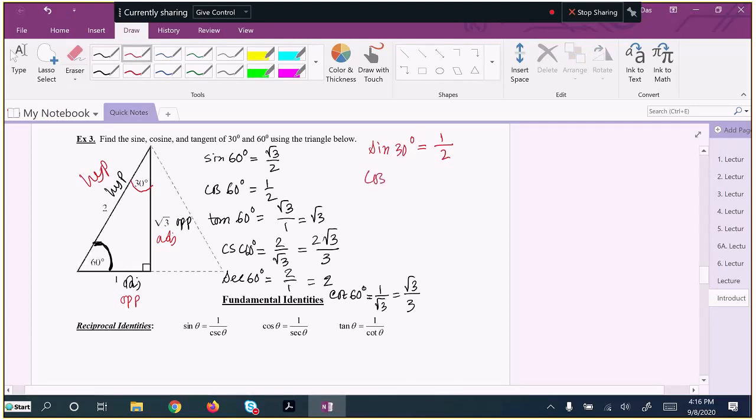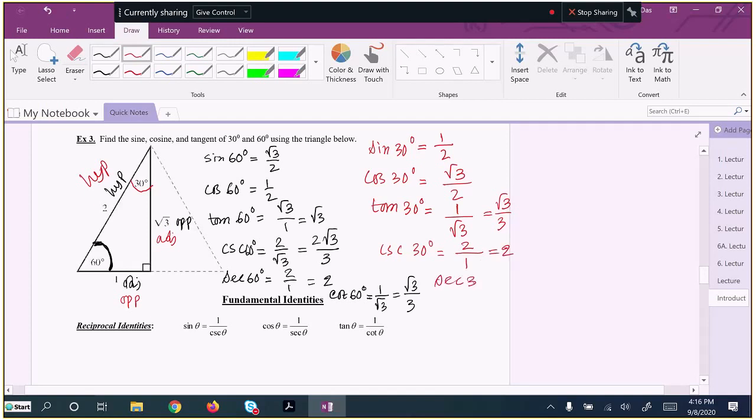Then cosine of 30 degrees should be adjacent, which is square root of 3. Hypotenuse is 2. Tangent of 30 degrees should be opposite, which is 1 for 30 degrees, and square root of 3 is the adjacent. So rationalizing will give me square root of 3 over 3. And then I will do it for cosecant of 30 degrees. Cosecant of 30 degrees will be hypotenuse 2 over opposite, which is 1, and that is 2.